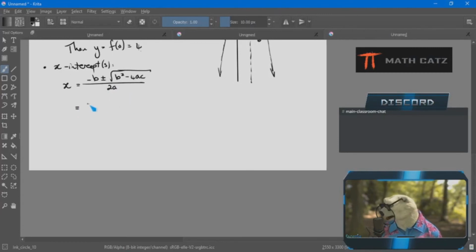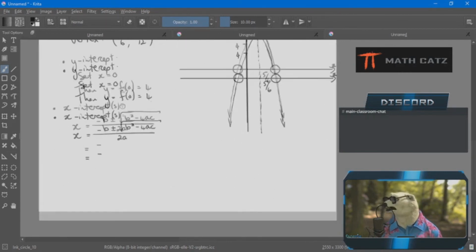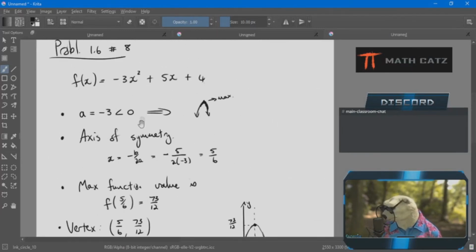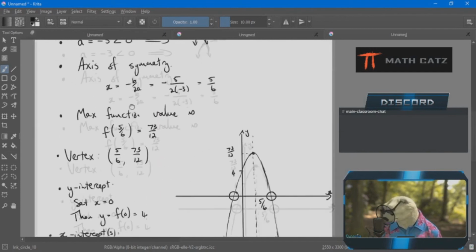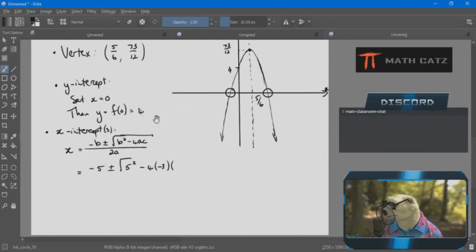I have to scroll up to remember what b is. It is a 5. So negative 5 plus or minus the square root of 5 squared minus 4 times, what was a? Negative 3. What was c? C was 4, right? So times 4, all over 2 times a, which was negative 3. So I have that.